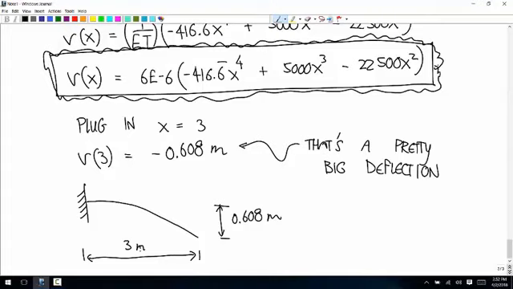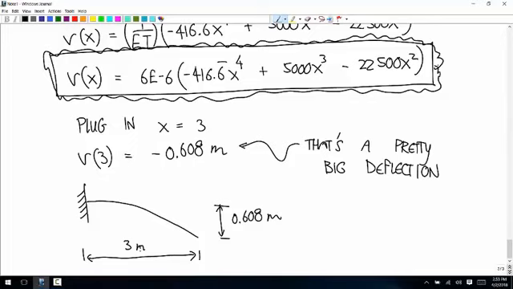But what did I have initially? The distributed load was like 10,000 newtons per meter. If it was something more like 1 or 2,000, we'd get a much smaller deflection. That slope would stay close to 0 the whole time, and the results that we got would be trustworthy. Any questions about that?